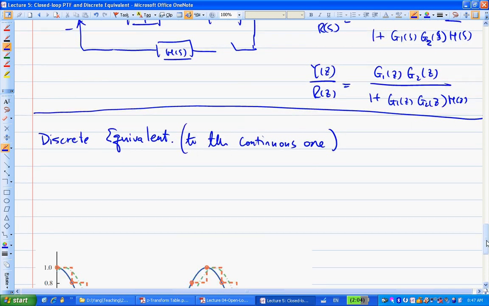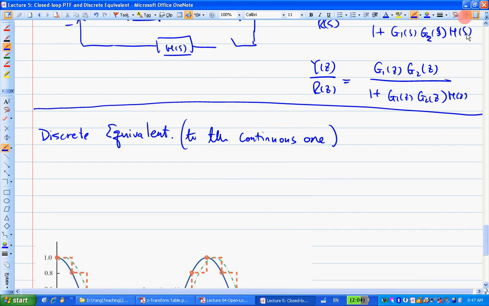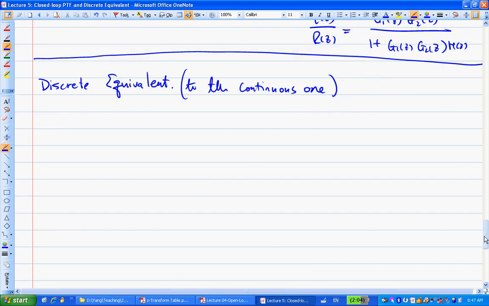Now, where this comes from is like this. Let's say your objective is to design a digital controller. So now the question is, how do we design a digital controller? You know that when you design your digital controller, it's discrete. So you probably say, I have to design my digital controller based on a discrete block, a Z block. So that's natural.